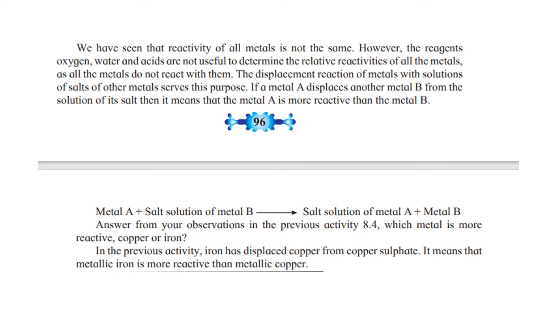If a metal A displaces another metal B from the solution of its salt, then it means that A is more reactive than B. If we write it down, metal A plus salt of metal B forms salt solution of metal A plus B. For example, if you are taking iron and copper sulfate, and iron is displacing copper from copper sulfate, it means that iron is more reactive than copper.